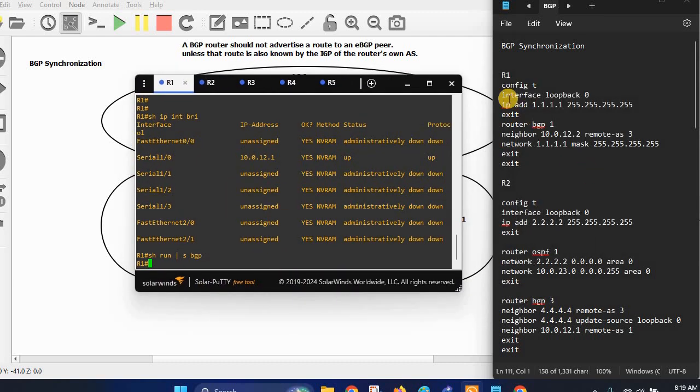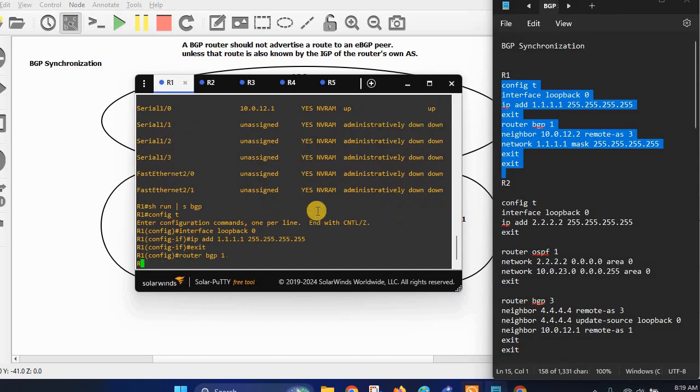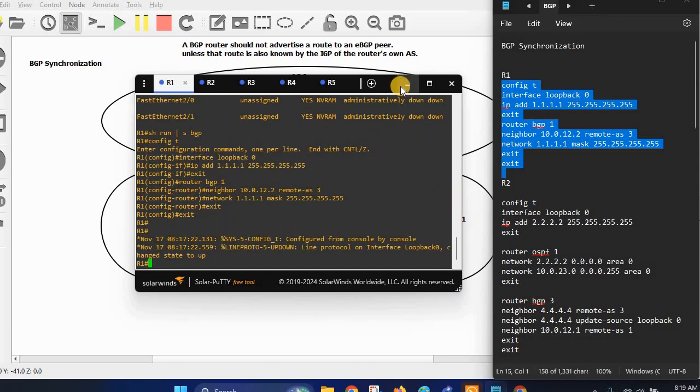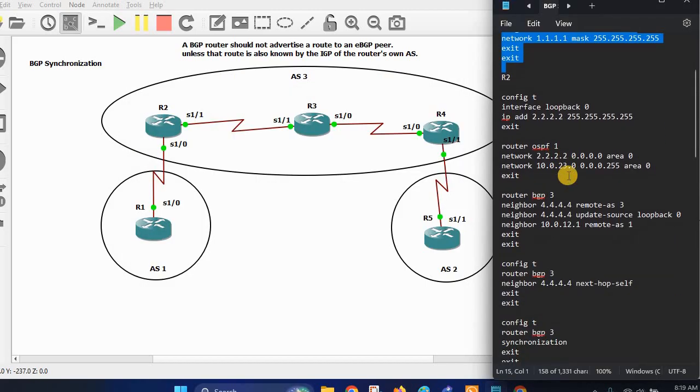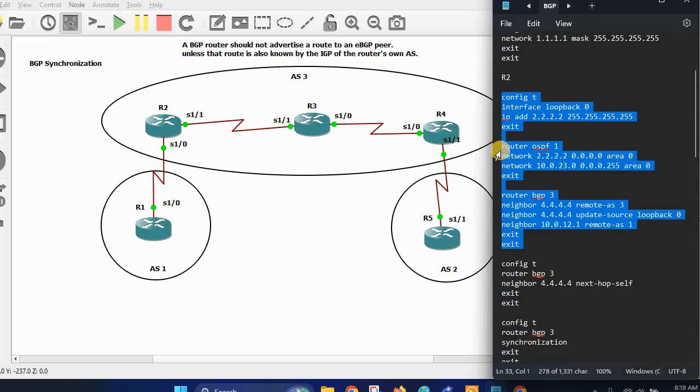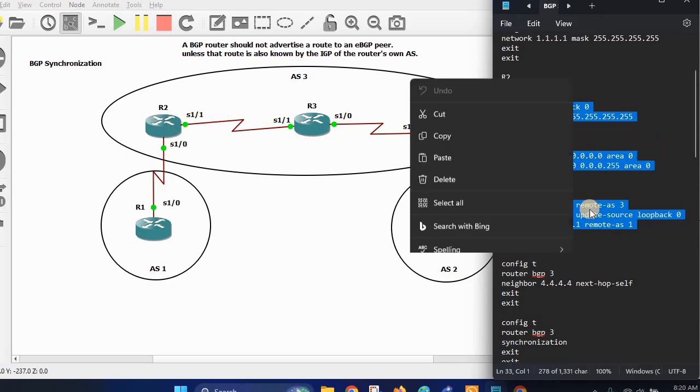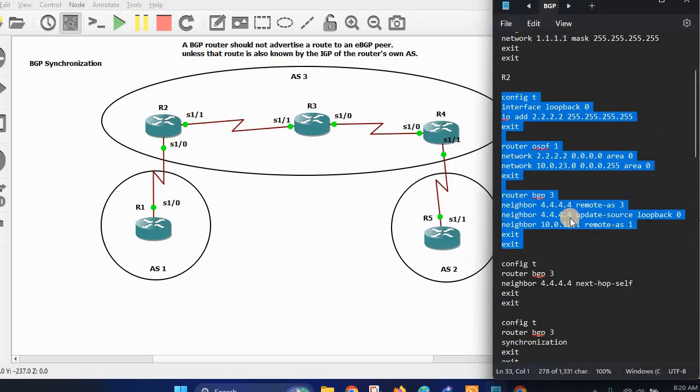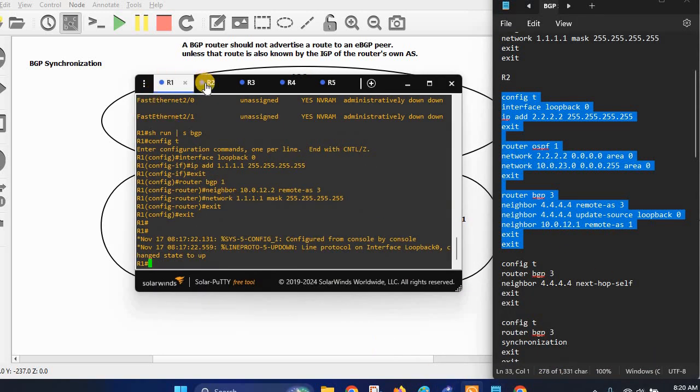This is the R1 configuration, which I already discussed. Then I will go to the R2 configuration. We configure up to this much, and after that we will do the next step. The R2 configuration is simple: R1 is a neighbor, and we configure OSPF and BGP. In BGP we make the internal neighbor and the external neighbor. This is the R2 configuration.